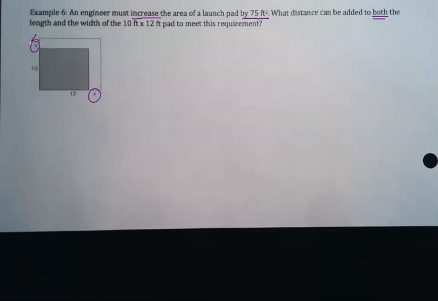Okay. So if we think about this, this picture is really helpful. What is our length here? Good. It's 12 plus x. My board kind of glitched. All right, so what's my width here? Good. My width equals 10 plus x. Awesome.